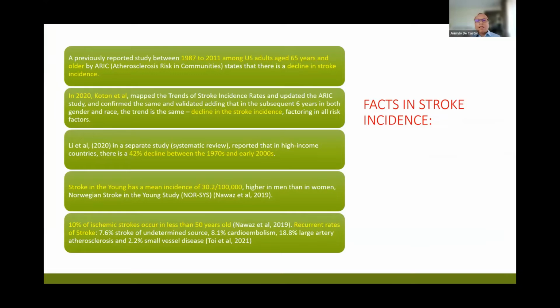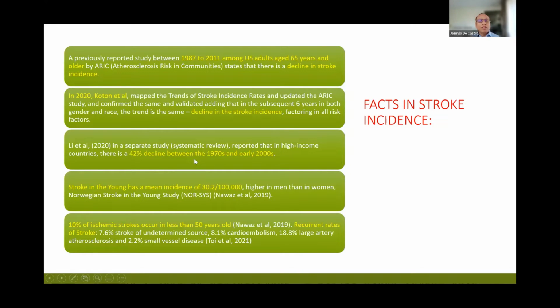Now, other facts that I have found out here in this study: the Atherosclerosis Risk in Communities study found, from 1987 to about 2011, although they reported recently, that after age 65 years and older, there is a decline in stroke risk incidence. The same was reported by Cotton and colleagues. There was the same decline in stroke incidence, considering all those factors that may contribute in terms of lifestyle. And this was reported in 2020.